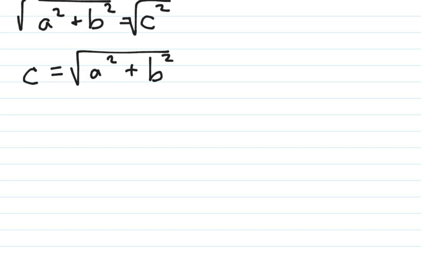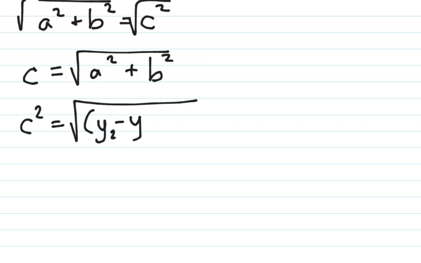Now let's go back. Here's my formula solved for c, and I've got my a squared plus b squared inside the radical. A squared we just found out was y2 minus y1. Let's replace it with that, like so. This shows that y2 minus y1 squared is the same thing as a squared.